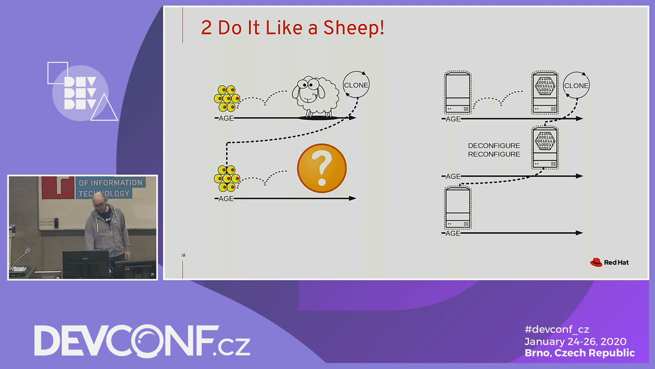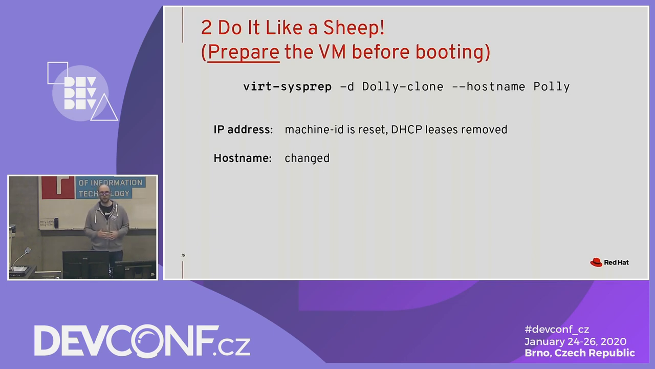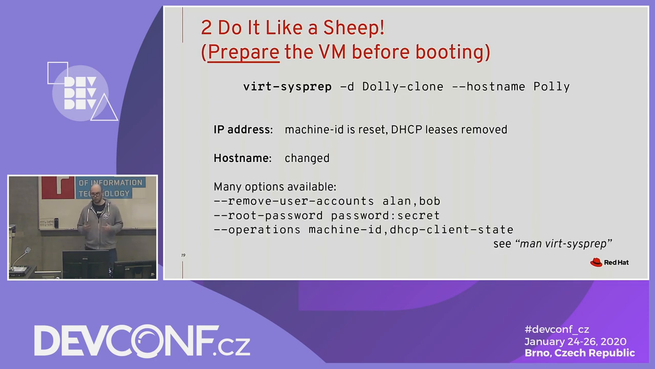You do that easily with a tool that is virt-sysprep. It allows you to prepare your virtual machine before booting. And it is as easy as launching it by passing -d, that stands for domain, and the name of your virtual machine. In this example, I also passed an optional parameter that is hostname, so I can also change the hostname. But if you just run it, it will take care of a lot of stuff, like, first of all, changing the machine ID, removing DHCP aliases, and really other stuff done automatically. It can also do some other useful stuff, like, for instance, removing user accounts if you don't need them, or changing the root password. Yeah, there are really a lot of useful features. You can find all of them in the manual, in the man page of it.